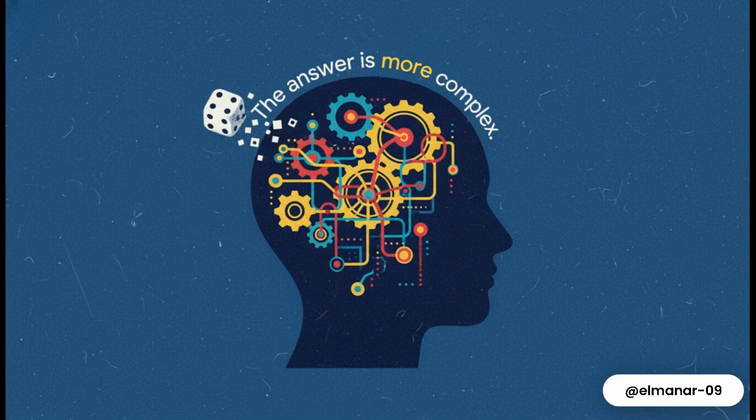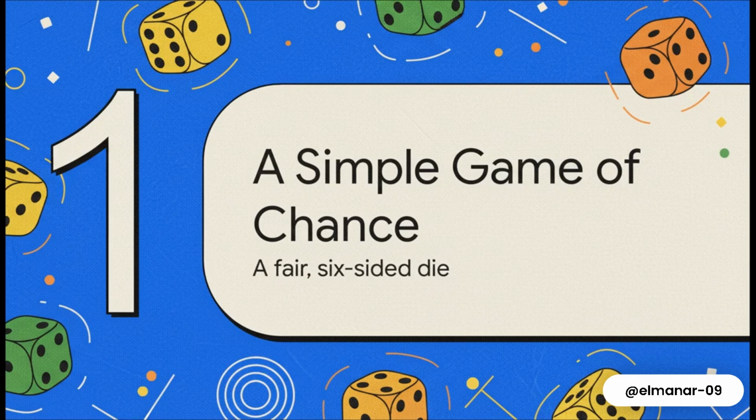Today, we're going to pull back the curtain on that complexity. To do that, we've got to start with the basics. So, let's break down this simple game of chance, and we'll use a fair, six-sided die. No tricks, no loaded dice, just straight-up odds.